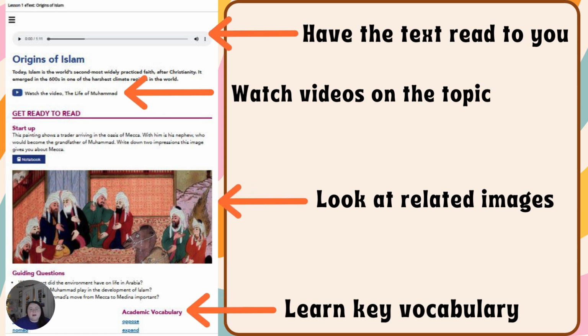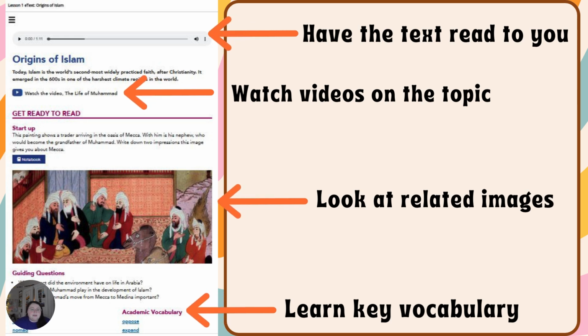And there's a few different options for things that you can do to help make your learning a little bit easier. The first is at the very top, where you see this play button and the sound options. That is so you can have the text read to you. This will appear on every page of the textbook.